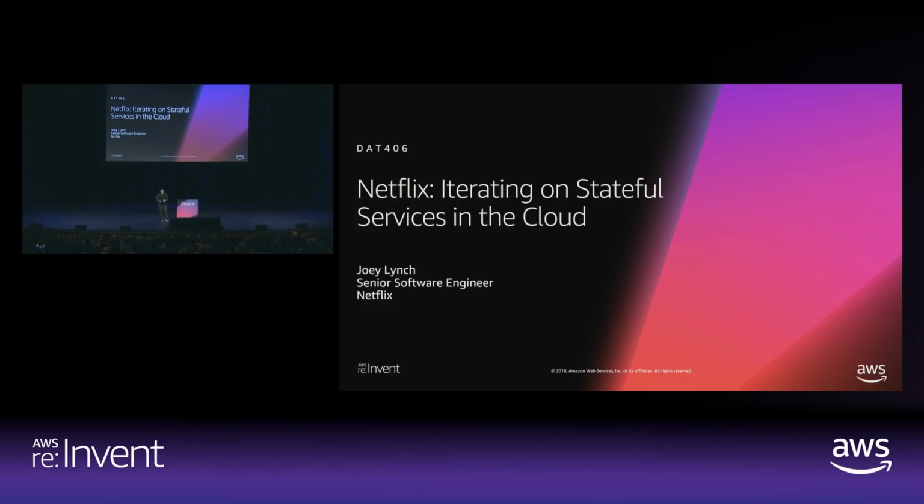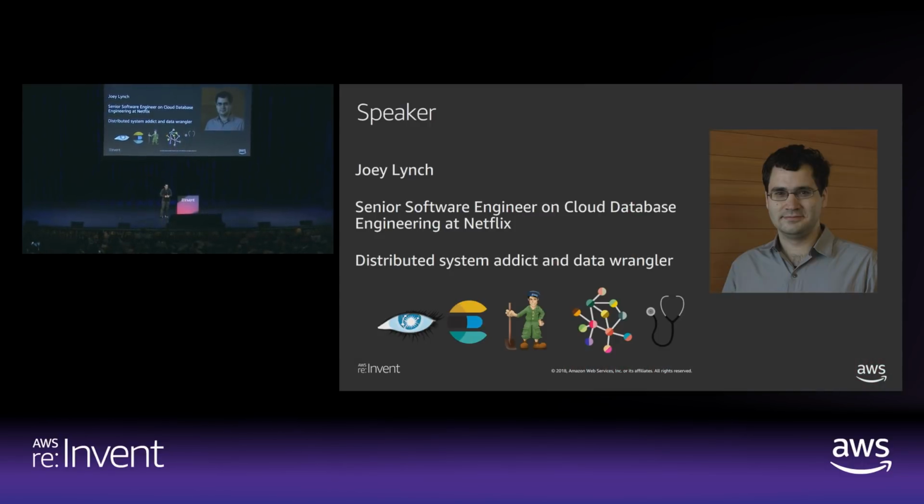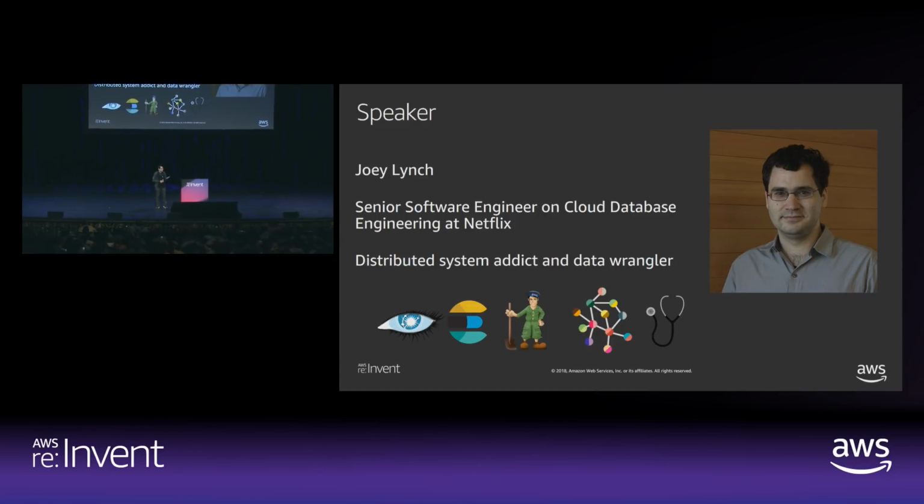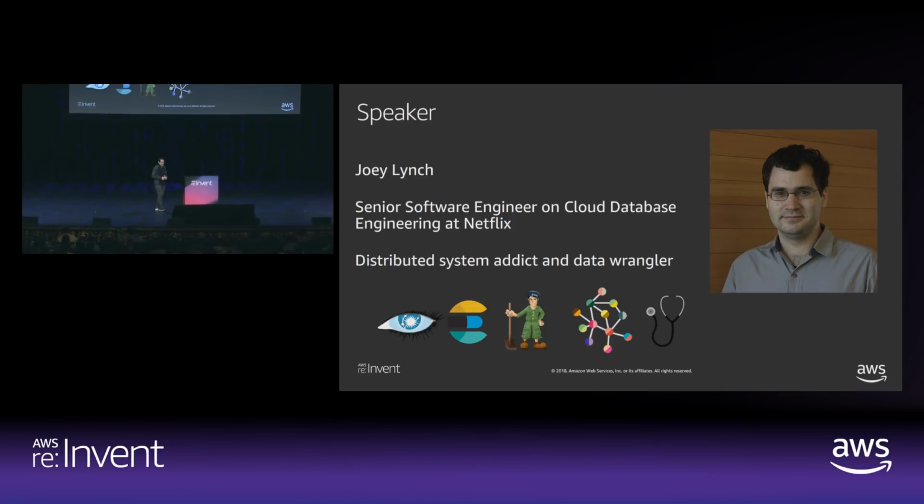My name is Joey Lynch, and I'm a senior software engineer on the cloud database engineering team at Netflix. I love every form of distributed system that you can come up with. I mostly work with databases like Cassandra, Elasticsearch, Zookeeper, and then on the side, I dabble with service meshes.